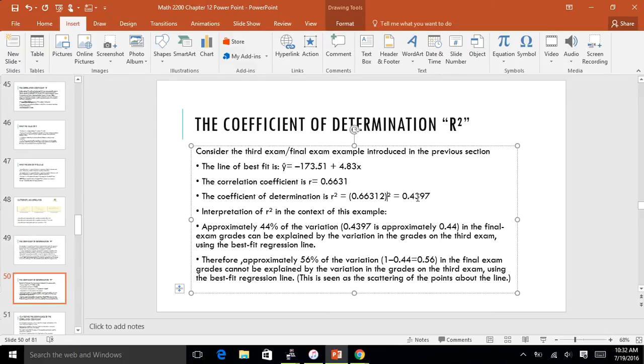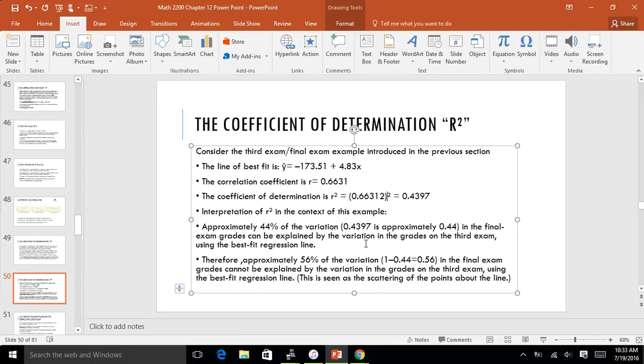So my R squared is 0.4397. I'm going to convert it to a percentage. So I'm going to say approximately 44% of the variation in the final exam grades can be explained by the variation in grades on the third exam using the best fit regression line. So all I did is I put R squared as a percentage, and then I put my Y variable, and then I put my X variable. Go back to the last slide if you need it, and you can just write it out that way. That's all the book is looking for.